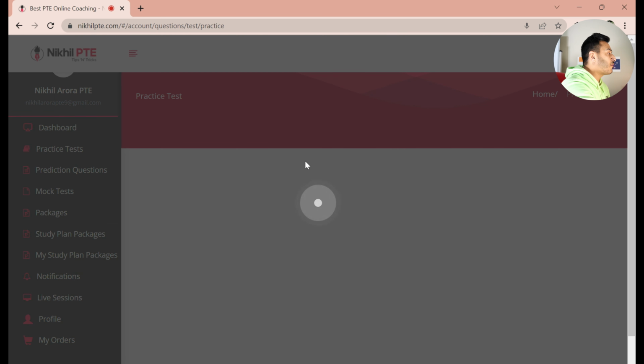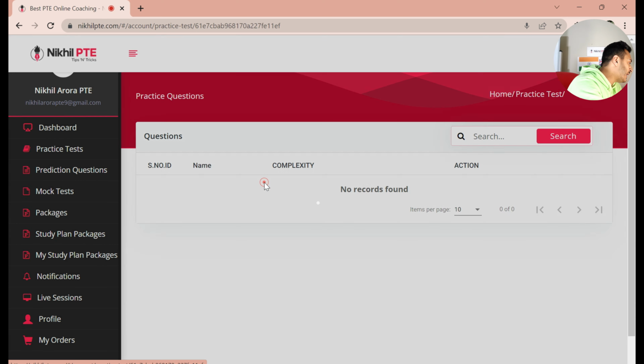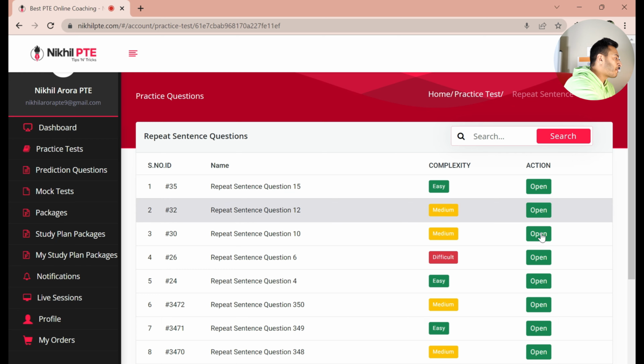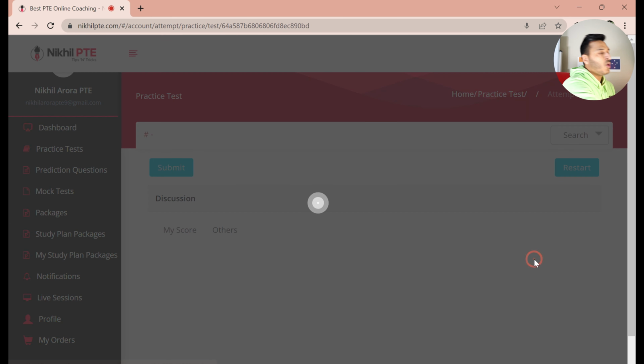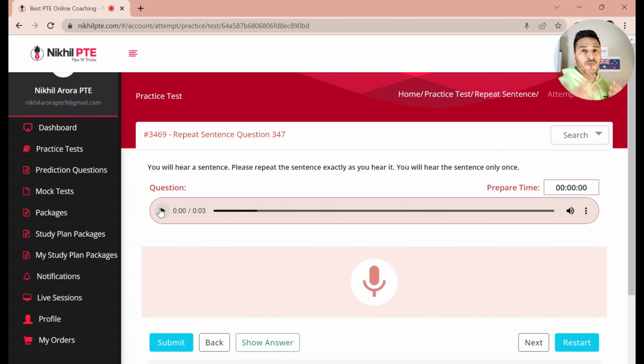Same in the case of Repeat Sentences. Yes, I'm talking about Repeat Sentences now. In the case of Repeat Sentences, the speaker will speak. Now, as per my experience, what you have to do, if you write a sentence, you can write, that's fine. But time is very important.